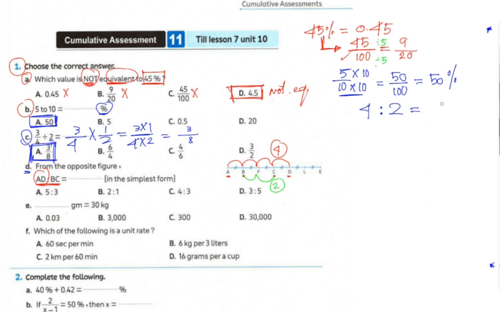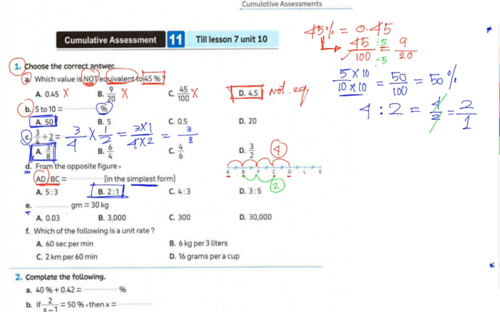How to simplify? That's 4 over 2. Simplify by dividing by 2 and by 2. Note with me, 4 divided by 2 equals 2, and 2 divided by 2 equals 1. 2 over 1, or 2 to 1. Where's 2 to 1? Choose B. Don't forget, he asked us about the simplest form, so you have to make it in the simplest form.